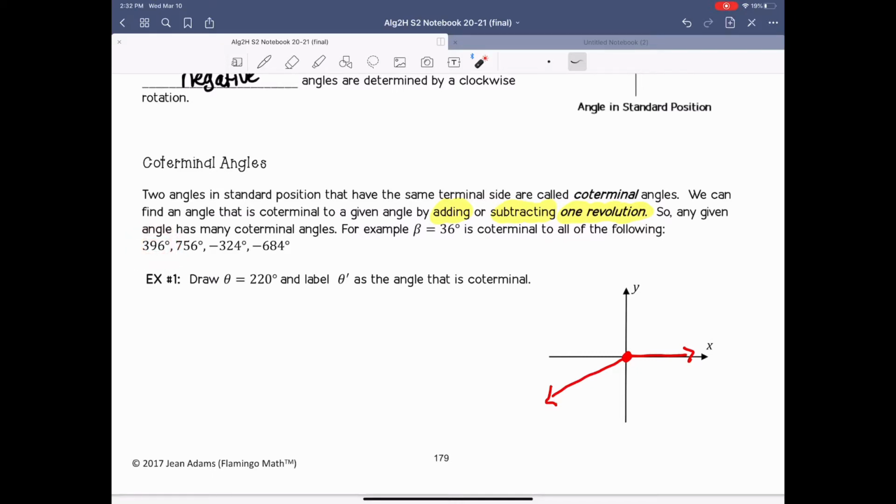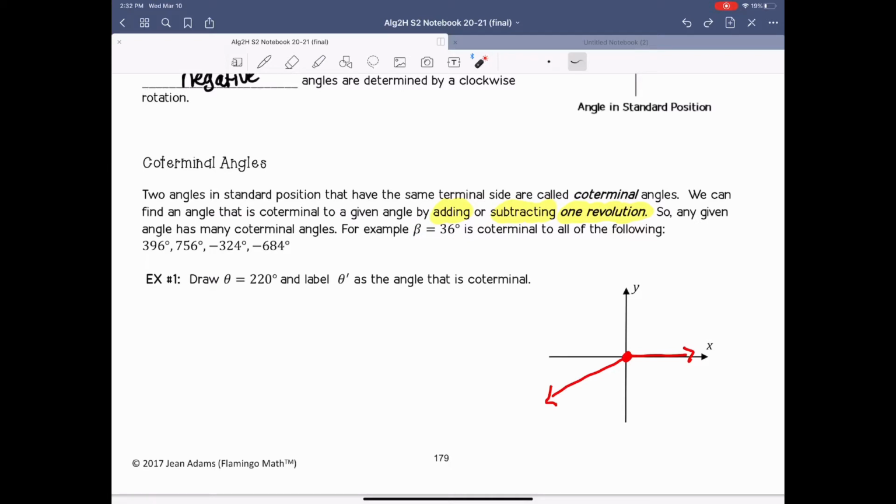Some examples of coterminal angles for this angle measure 36 degrees are some of the following. 396 is an example of a coterminal angle. All I did was add 360 degrees. 756 is also a coterminal angle because all I did is add 360 degrees 2 times. So I made 2 counterclockwise rotations. Another example might be negative 324. Maybe I subtract 360 degrees. We also have negative 684. I subtract 360 degrees 2 times. Or in other words, I make 2 revolutions in the clockwise direction. So all of these are examples of coterminal angles for 36 degrees.